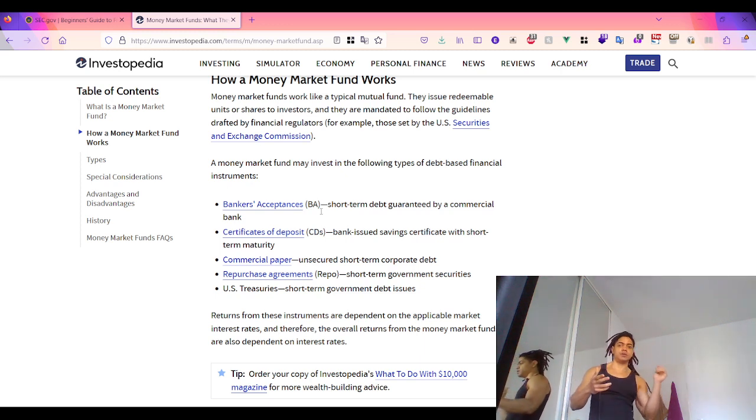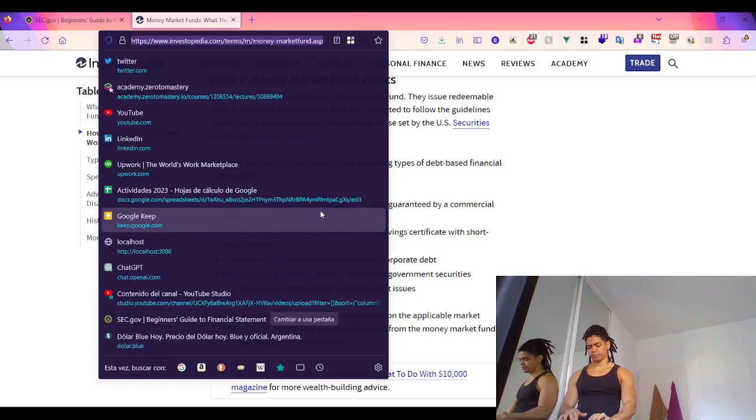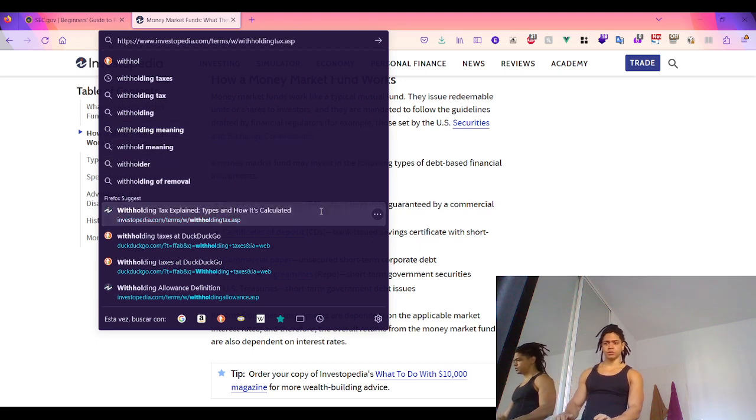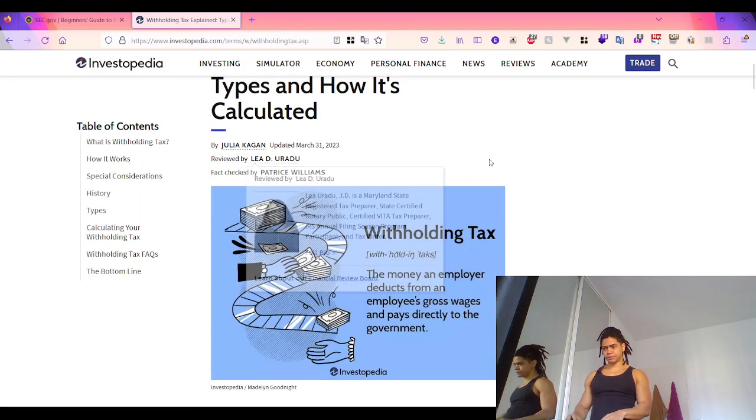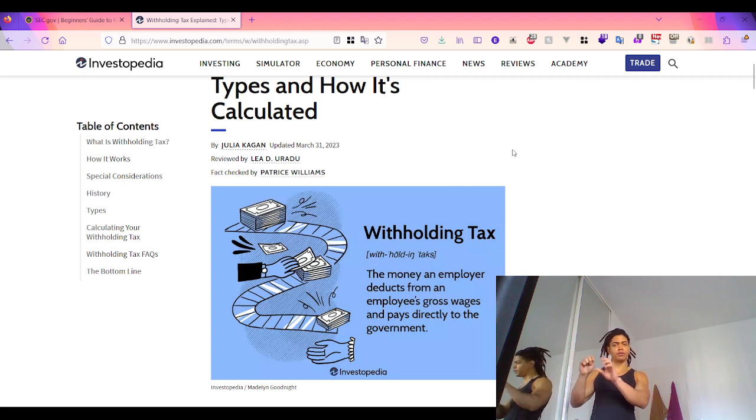I also look at income taxes payable, which is money that a company owes to the government, such as corporate taxes, which in the US is around 21%. Then withholding tax. This is money that the employer deducts from the employee's gross wage and pays directly to the government. This is to promote the pay-as-you-earn tax system and to fight tax evasion, basically.